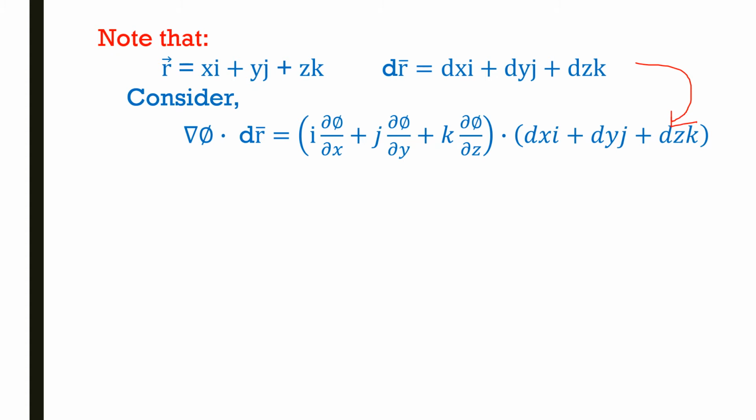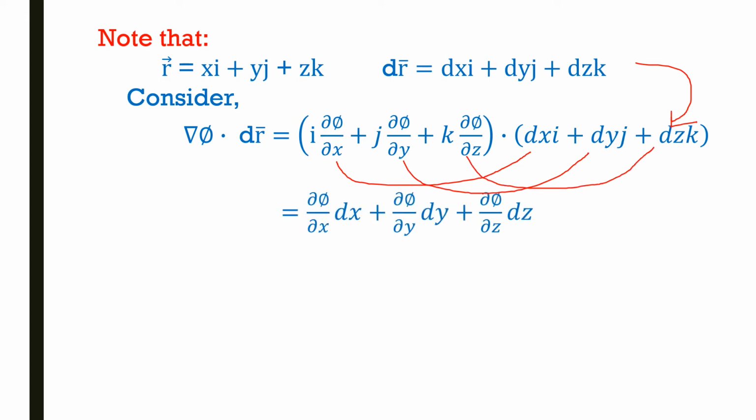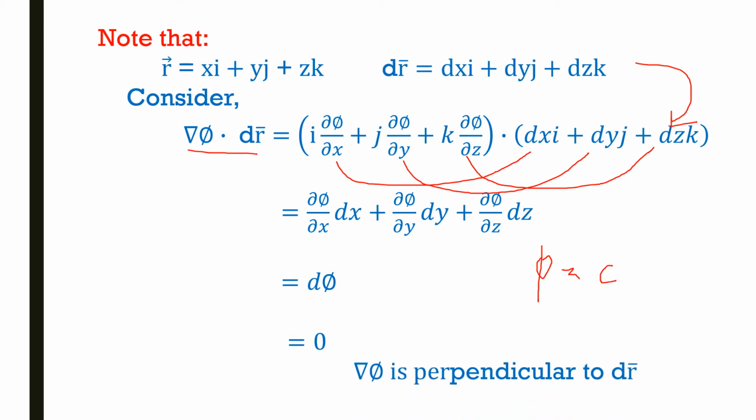Now this is the dot product of two vectors, a1 b1 plus a2 b2 plus a3 b3. So this is del phi by del x into dx plus del phi by del y into dy plus del phi by del z into dz, and this is nothing but d phi. But what is d phi here? Phi of xyz is constant, and therefore its derivative is 0. Therefore del phi dot dr bar is 0, and so del phi is perpendicular to dr bar. We use this here.